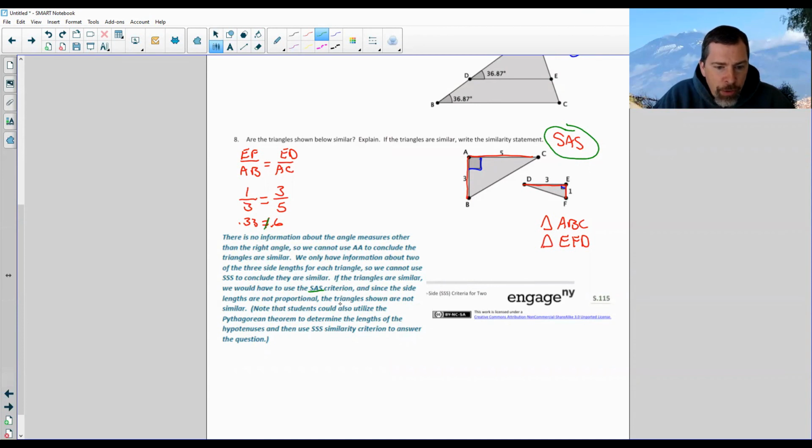So it says here, note that students could also utilize the Pythagorean theorem to determine the lengths of the hypotenuse. Yes, you could. 3 squared plus 5 squared, 9 plus 25 is 36. Isn't it? No, 34. So this would be the square root of 34. 3 squared is 9, 1 squared is 1, 9 plus 1 is 10. This would be the square root of 10. Booyah! So then we could check side, but it doesn't matter. We don't have a proportion.